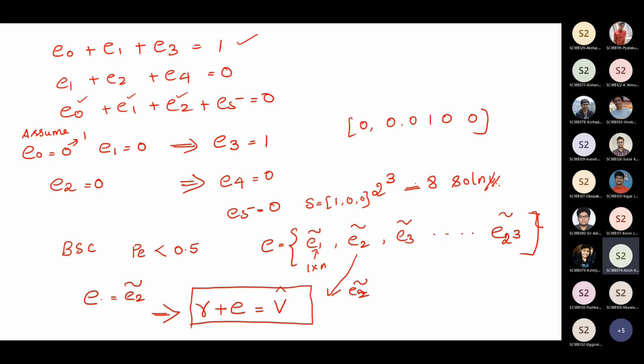Ma'am, what if there are more than 2 error vectors having the same Hamming distance? If 2 error vectors have the same Hamming weight, then one error vector will be chosen randomly. Okay, ma'am.